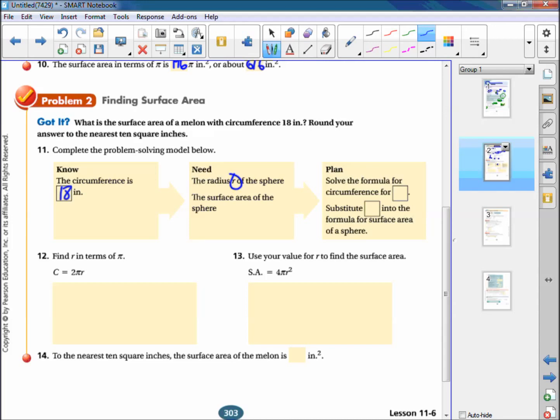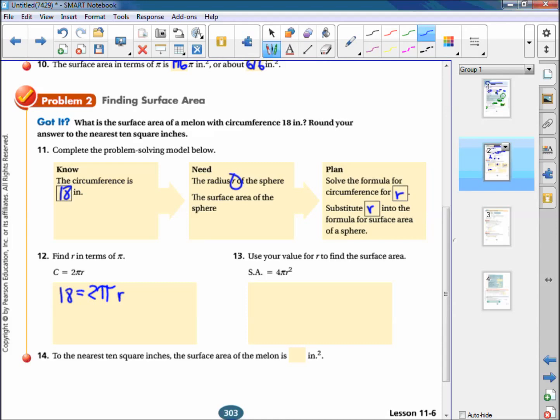So our plan is to solve the formula for the circumference for the radius, to figure out what that is, and then substitute the radius into the formula for the surface area of the sphere. All right, so let's see. We know our circumference is 18 inches. So we'll let C be 18. And then we have 2 times pi times r.